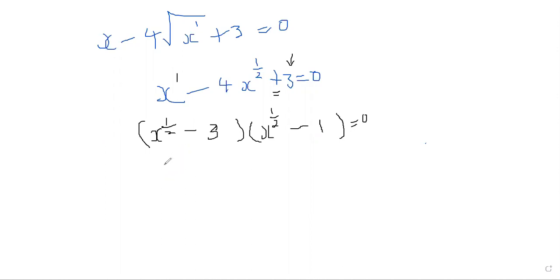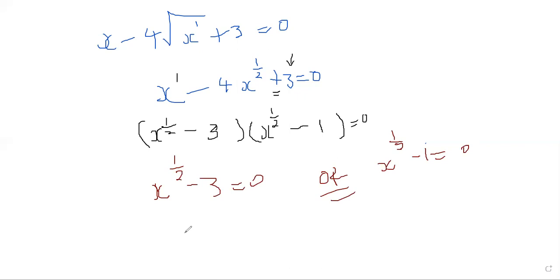So the next thing obviously here would be to say x to the power of 1 over 2 minus 3 is equal to 0, or x to the power of 1 over 2 minus 1 is equal to 0. And the next thing that we will be doing here is to see x to the power of half is equal to 3. And we understand that we have to multiply this by what? By 2 over 1. That would be the next step.